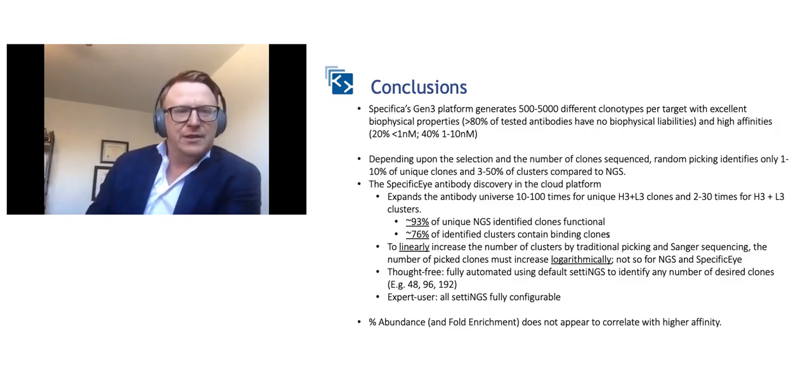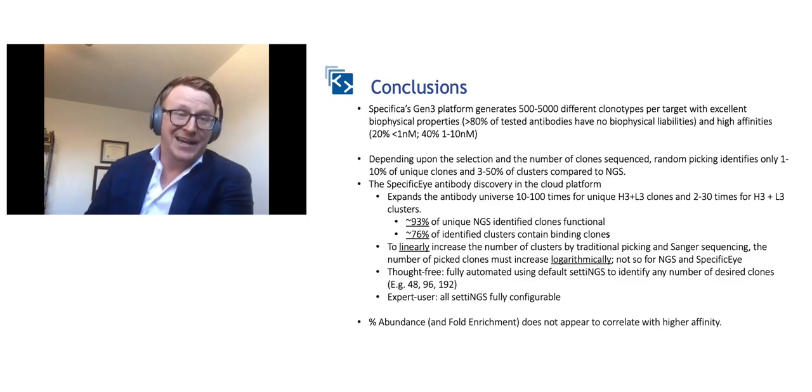So in conclusion, Specifica's Gen 3 platform, as Andrew spoke of, generates 500 to 5,000 different clonotypes per target with excellent biophysical properties. Greater than 80% of tested antibodies have no biophysical liabilities, and high affinities: 20% are less than 1 nanomolar, and 40% are 1 to 10 nanomolar.